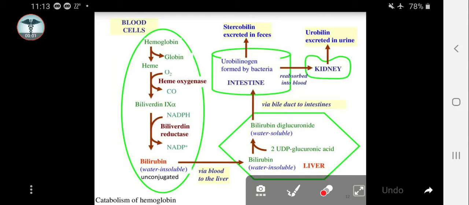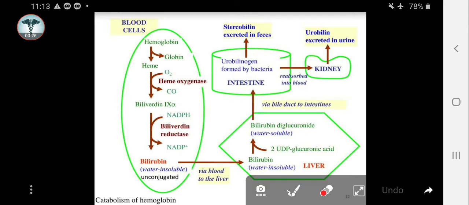Dear students, today we will discuss the formation of bilirubin. As you know, the lifespan of RBC is 120 days. As well, you also know that in different anemias there is the formation of abnormal RBCs. So these abnormal RBCs are broken down. Now the main area where the destruction of RBCs occurs is the spleen.